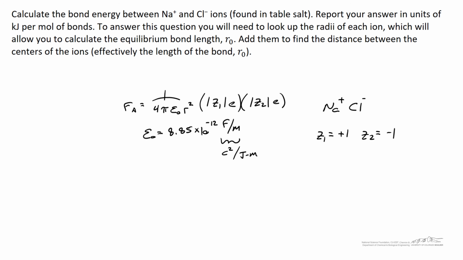The negative 1 is going to cancel out because we're looking at the absolute values of these. So in essence, we can substitute in the positive 1 and minus 1, and we'll just find that this is equal to e squared. And the value of e is equal to 1.602 times 10 to the minus 19 coulombs, the charge on one electron. So at this point, if we knew the bond length, the value of r, we could go ahead and plug numbers in carefully with the units, and we could solve for the force of attraction.